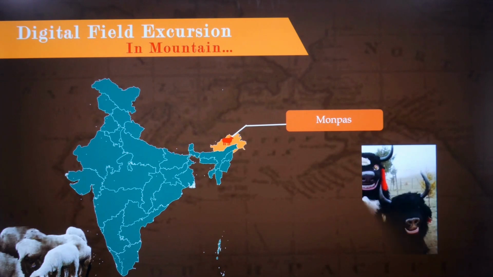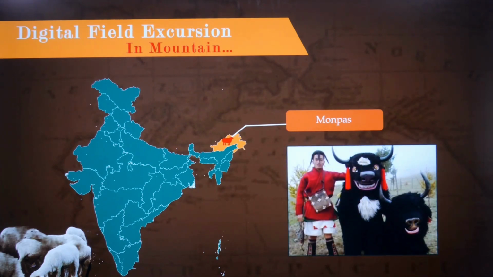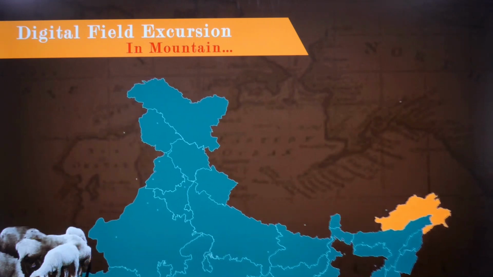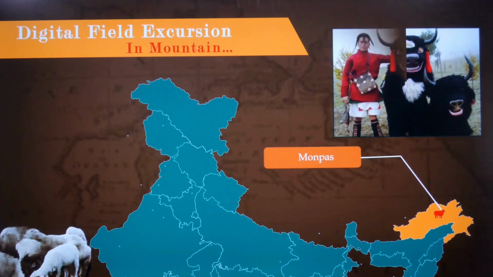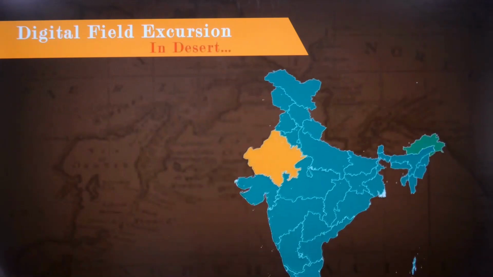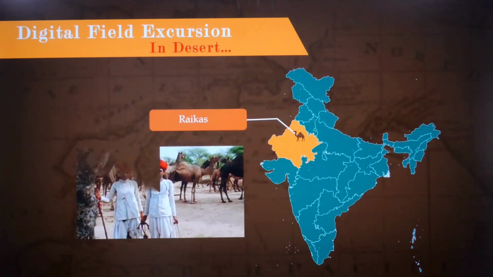And then in Arunachal Pradesh, we can observe Monpas pastoralist communities. We can zoom it. These communities are living in mountain region, and then in desert region, mainly in Rajasthan, Raikas pastoralist communities are living.